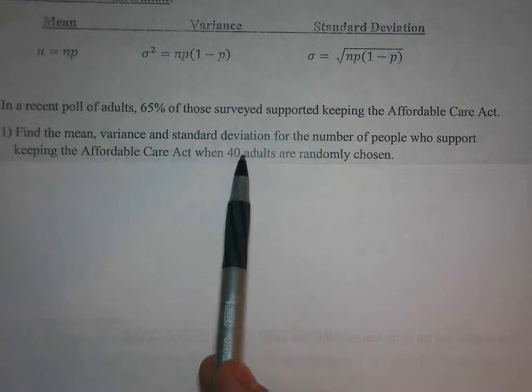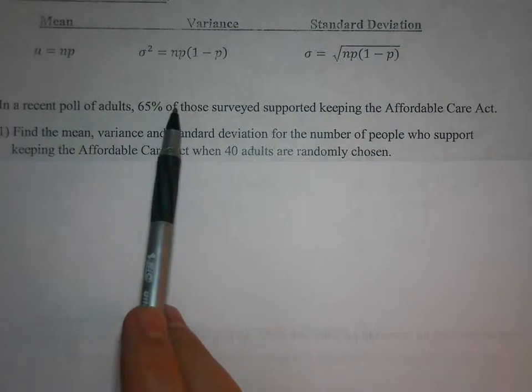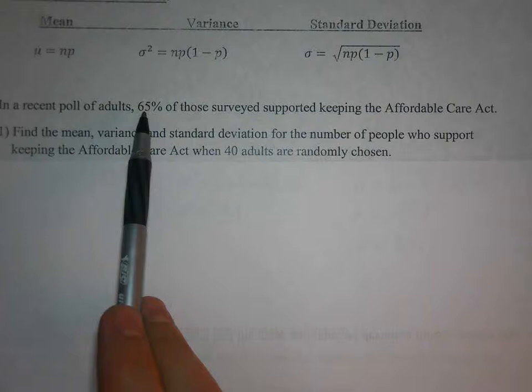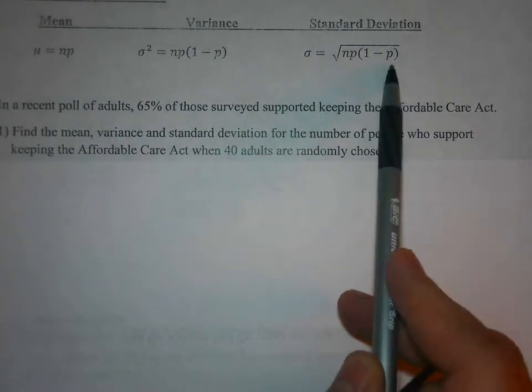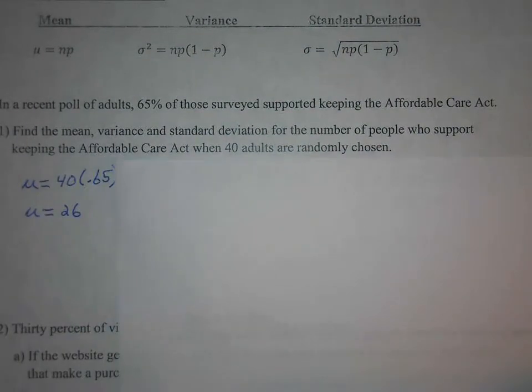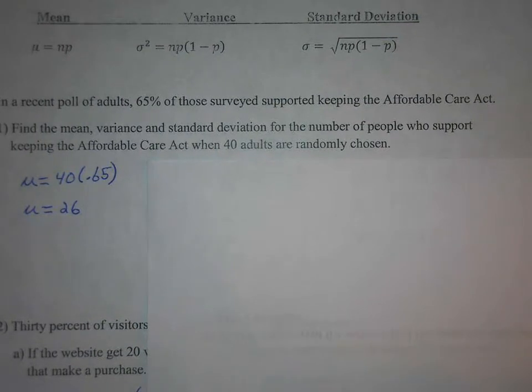So here we're choosing 40 adults, so n is 40. P is the probability of success, which we're defining as keeping the Affordable Care Act. So that'll be 65% or 0.65. Okay, so just plug your values in the formulas. For the mean, mu equals n times p, so that's 40 times 0.65, which is 26.